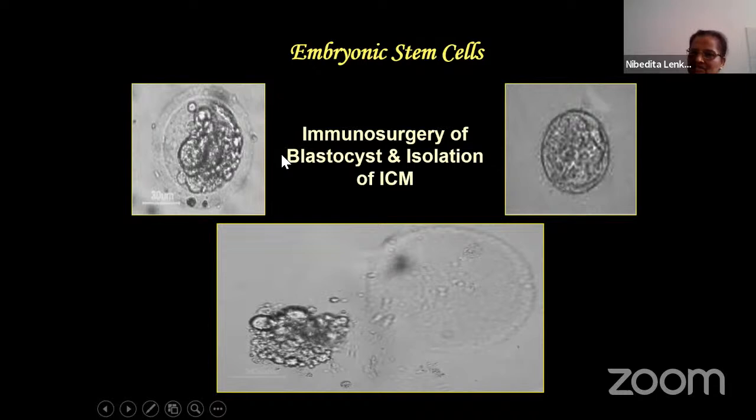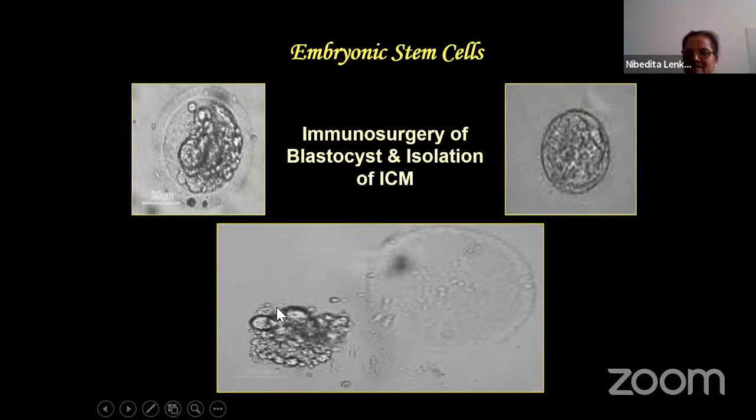In immunosurgery, which is actually done in our lab, we first dissolve the zona pellucida using some peptidase, so you get only the trophoblast and the inner cell mass. Then you use specific antibodies against the trophoblast. The function of complement is to chew up wherever the antibody is bound. So wherever the antibody binds to the trophoblast, the protective outermost layer, the antibody-bound trophoblast will be chewed by complement. Then you get only the ICM cells, and this is for the culture.